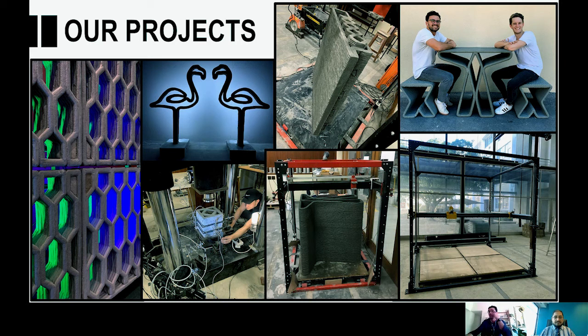The two flamingos that you see here is a concept where we explored the free-form capabilities of 3D concrete printing. This is literally a line drawing that we drew, converted to a digital format, and then printed to showcase more of the artistic side of 3D concrete printing. Sort of center at the top, you'll see a 3D concrete printed panel.